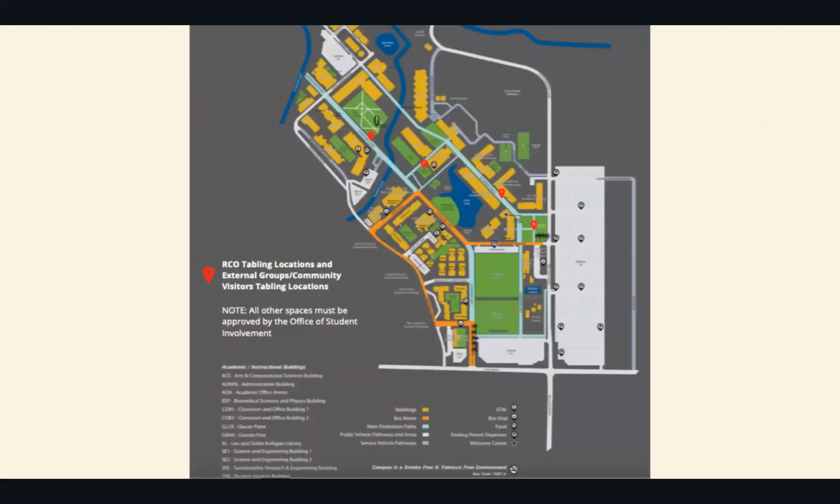Here is a map of the approved locations for tabling. That would be on Scholars Lane, the Pavilion Lawn, the Academic Walk, and University Plaza.